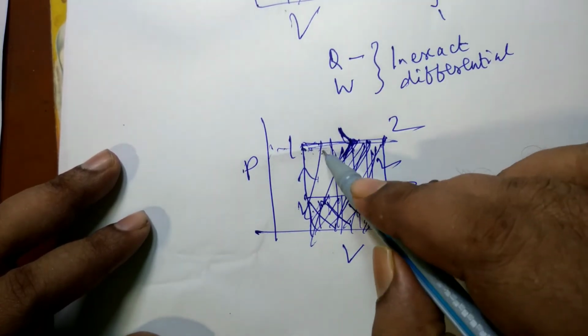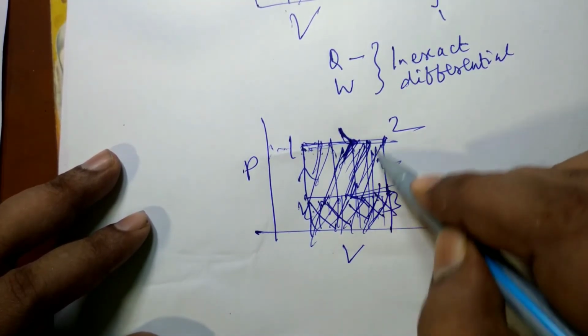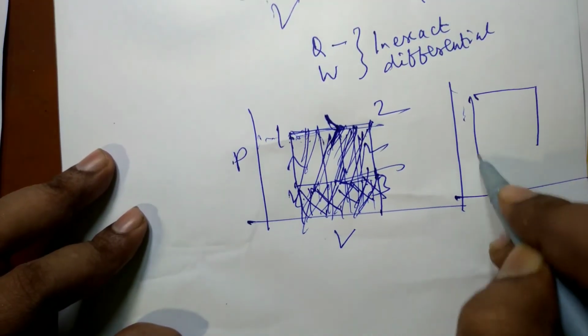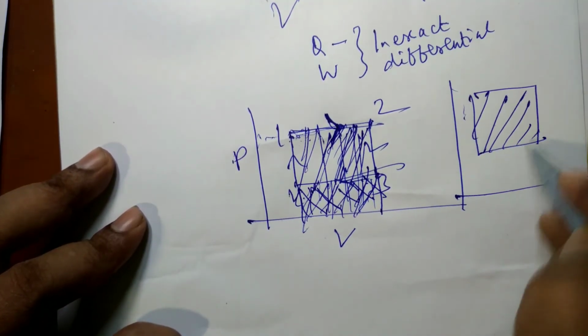So out of this total work produced, this is the work consumed. So what is the net work output? Net work output is this area. So this is our original figure. Original figure was like this. So this area represents the net work output.